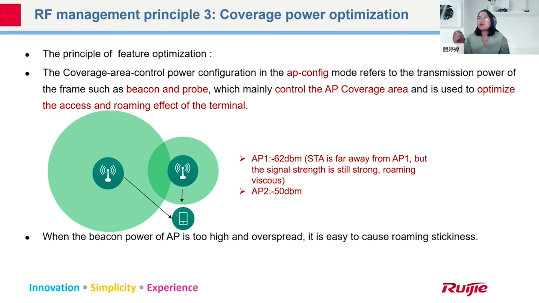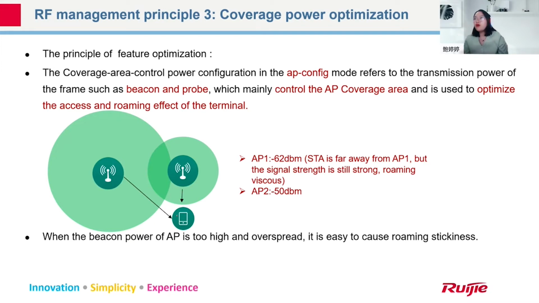For AP1 it is -62 dBm. For AP2, the signal power is -50 dBm. So comparing the values, we know that the AP2 signal is better than AP1, right? And about the physical places, we also find the station is closer to AP2 than AP1. So we hope that the station can connect with AP2, and we can get a higher speed and a closer connection with AP2.